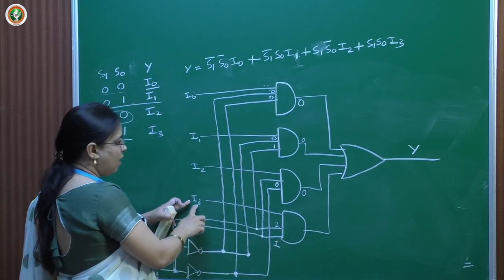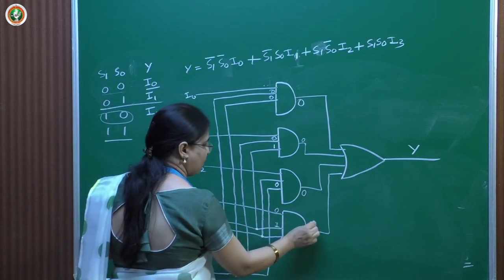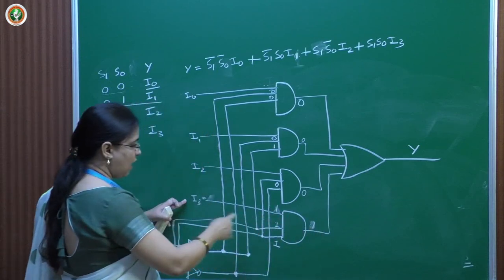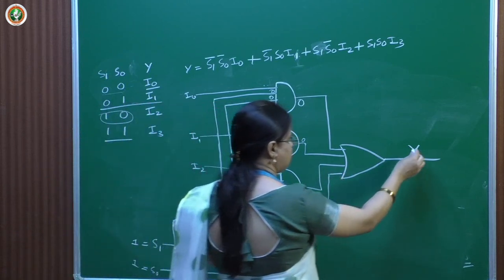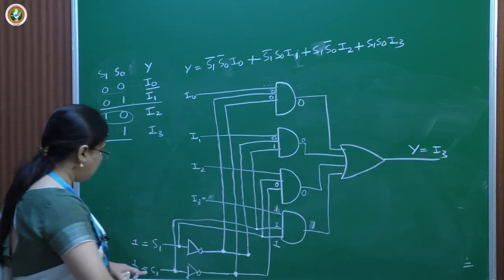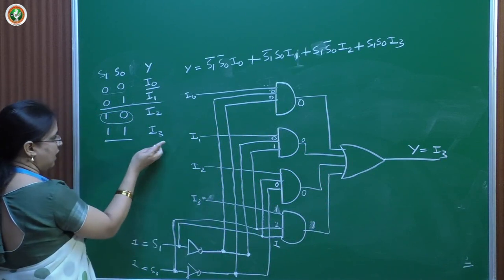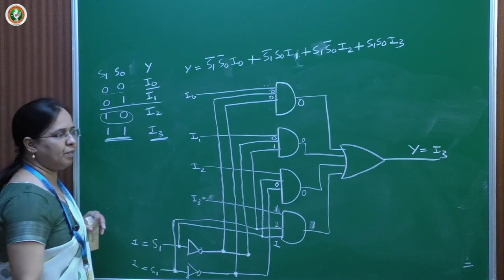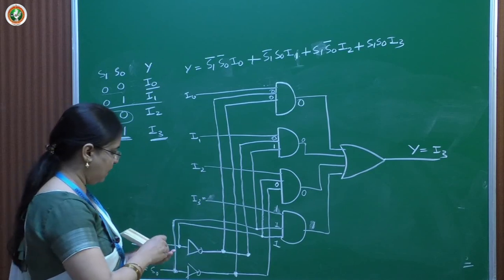So now depending on the I3 value, if I3 is 0, this will be 0. If I3 is 1, this will be 1. So that means the output of the whole circuit will now go from this. So that means we can say that Y is equal to I3. For what values of select lines? S0 and S1. From the truth table, it is very clear that when S1 and S0 are 1 and 1, the data input which is selected from the multiplexer is I3. So I hope this point is clear.